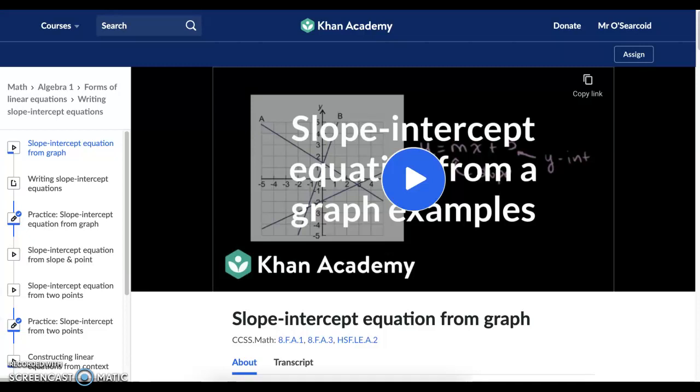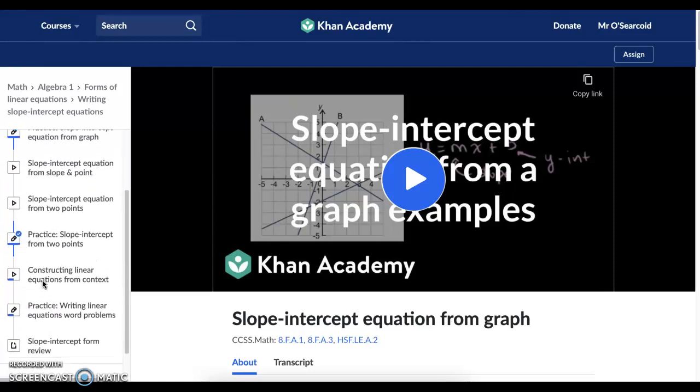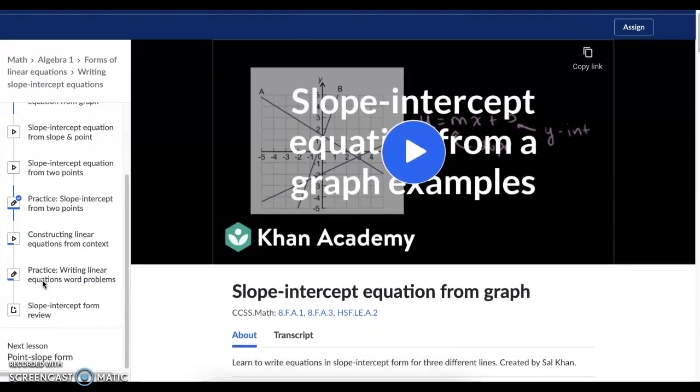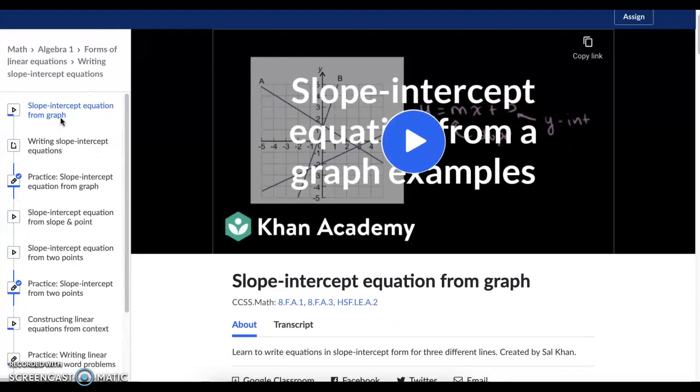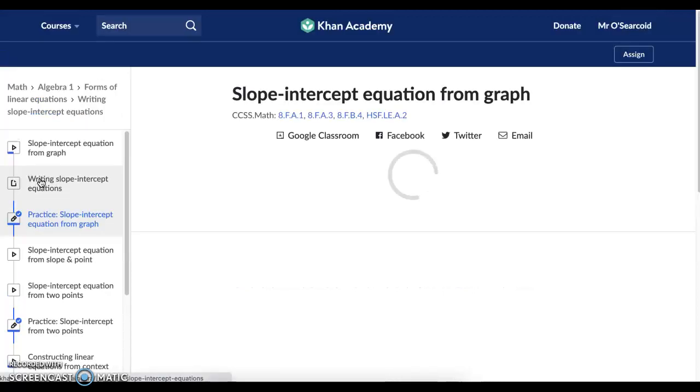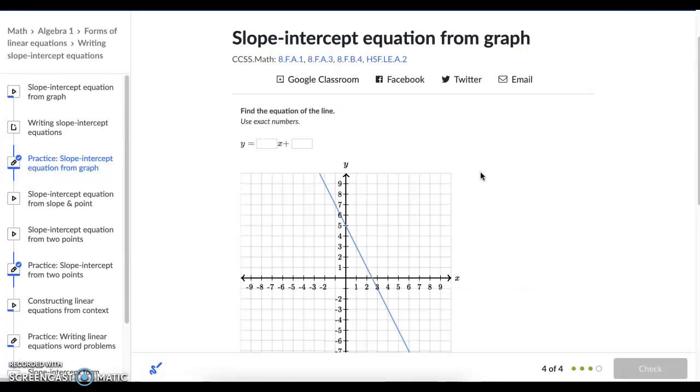Good morning. We're going to take a look at writing slope-intercept equations today. As you can see, as usual, there's a bunch of things that you could go through, videos and that sort of thing that you could watch. We're just going to focus our attention on the questions themselves and how to answer those questions. So let's see what we've got.